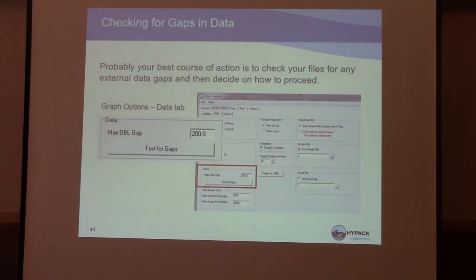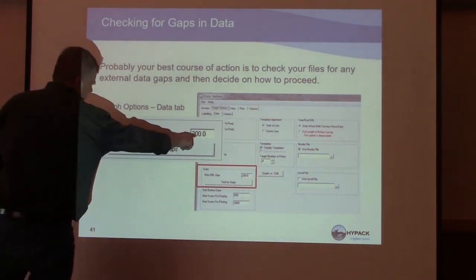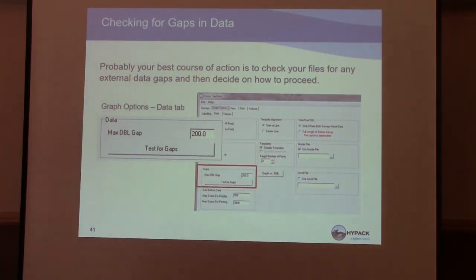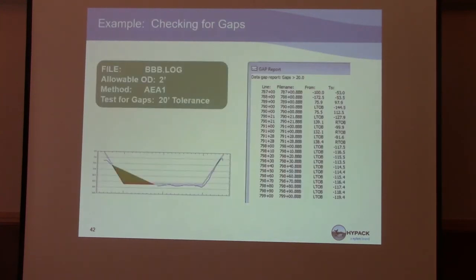And to check for gaps when you're in the cross-sections and volumes program, you go to graph options and data, you can put in the distance you want and test for it. Anything greater than that number, it's going to pop up and tell you there's a gap that big. That makes sense? Everyone know where that's at? All right. Checking for gaps.